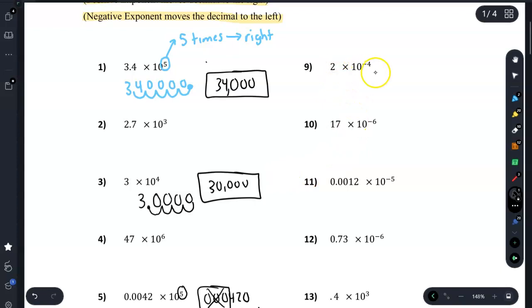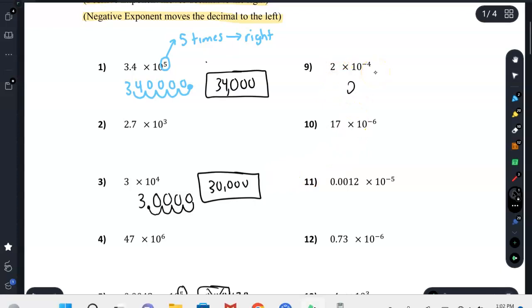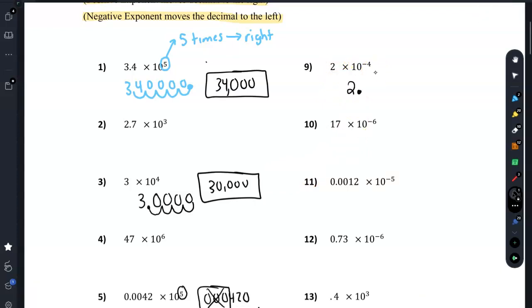So I have 2 times 10 to the negative 4th. Once again, if we do not see a decimal, it's understood to be behind the value. And if I'm moving this to the negative 4th, I move it 4 times to the left. 2, 3, 4. My decimal's here. I have to come back in and add those zeros. So I have 0.0002. Once again, if you want to put a 0 in front of that, you can.